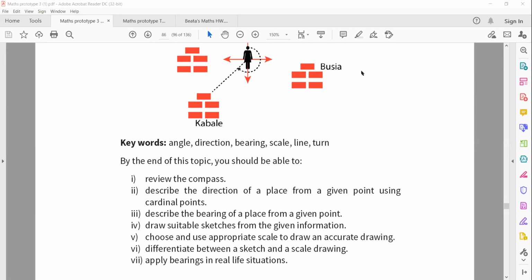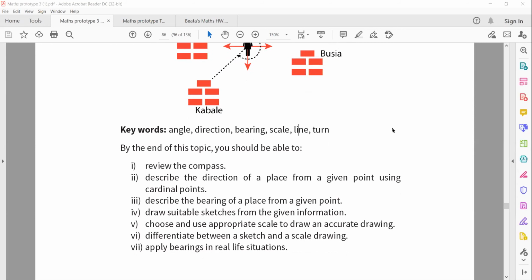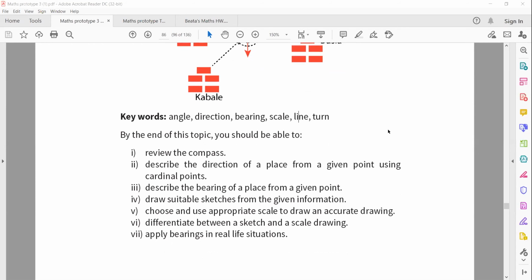Then you should also be able to describe the bearing of a place from a given point. So these are the objectives that you need to know. You should be able to draw suitable sketches from the given information. You'll be given information and you'll be able to draw those sketches. Then you should also be able to choose and use appropriate scale to draw an accurate diagram.